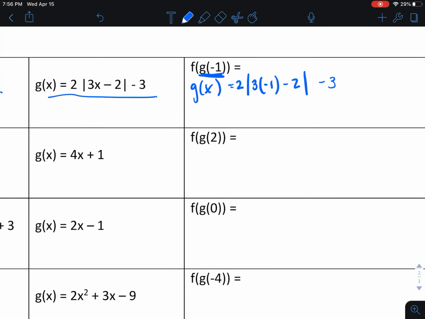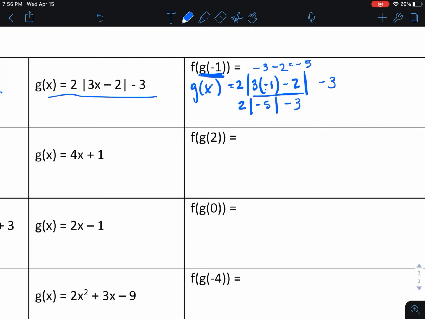Okay, so what we're going to start with is what's inside of the absolute value sign. Okay, still order of operations. So I'm going to start with 3 times -1 gives me -3. And then I have minus 2. -3 minus 2 gives me -5. So we have 2 absolute value of -5 minus 3.